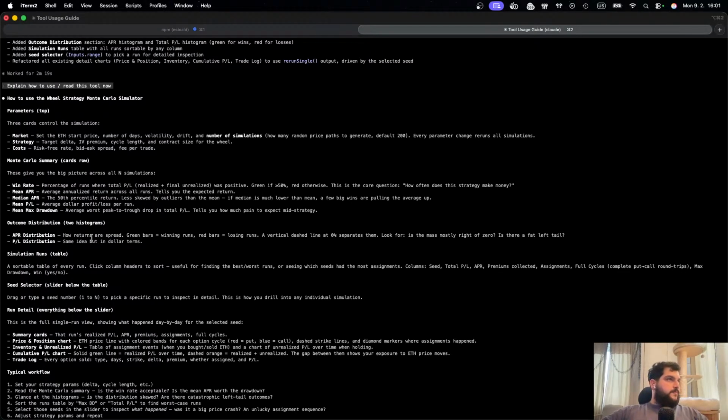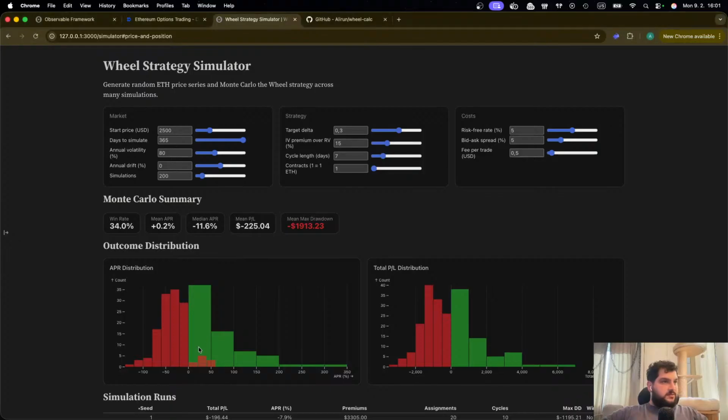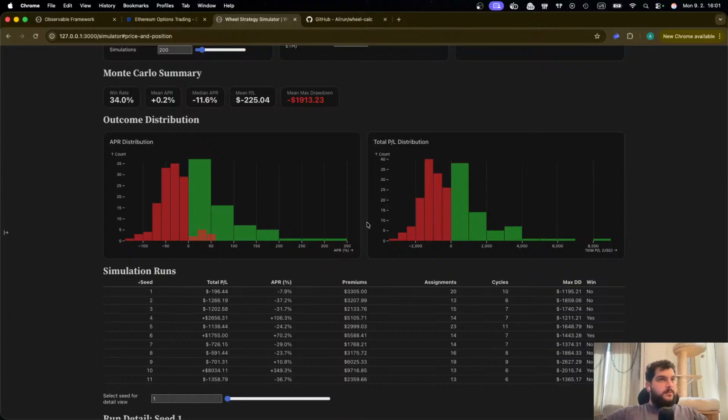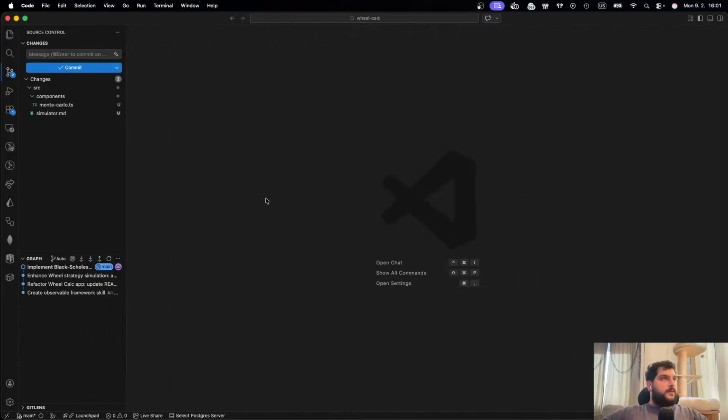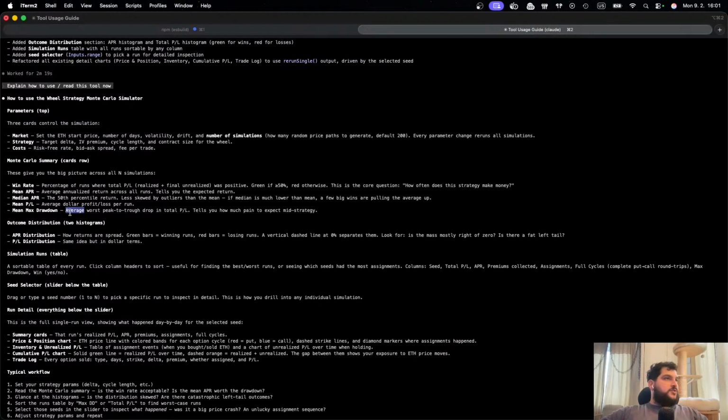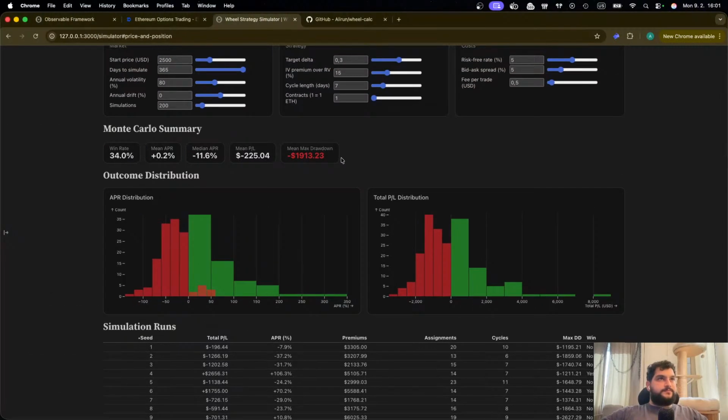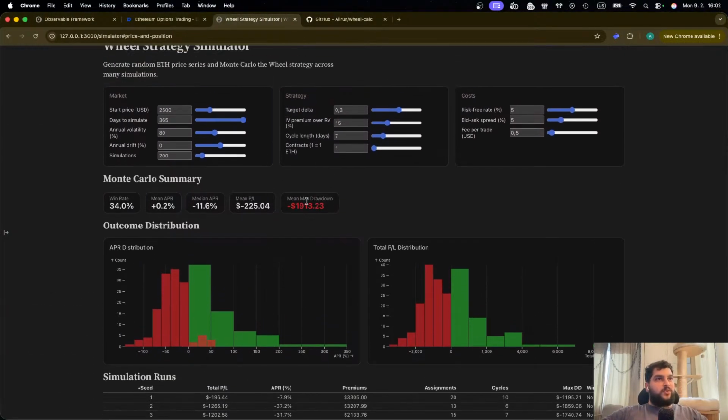Outcome distribution has two histograms. APR distribution shows how the runs are spread: green bars are winning runs, red bars are losing runs. We have some intersections here. Average worst peak to trough drop in total PNL tells you how much pain to expect mid strategy. This one was almost the whole time Ethereum going down.